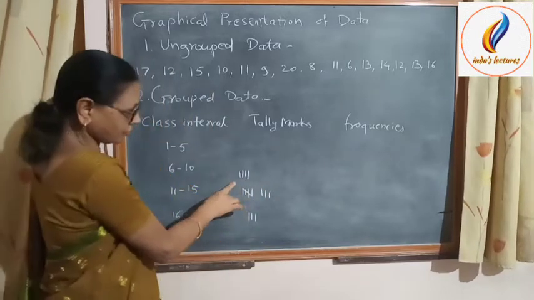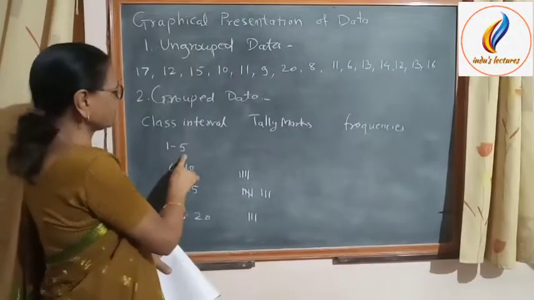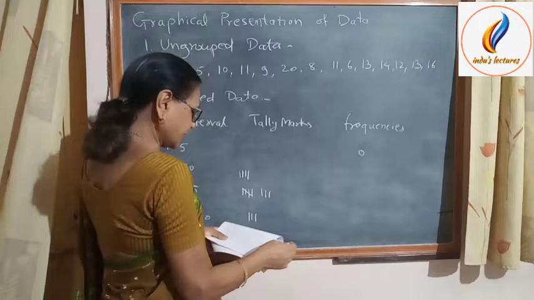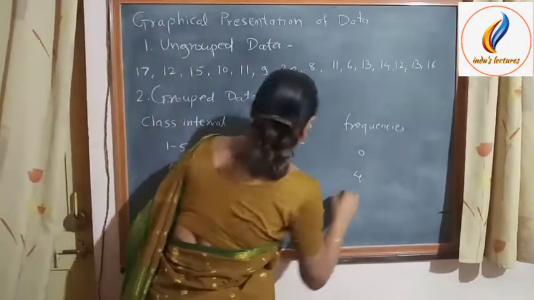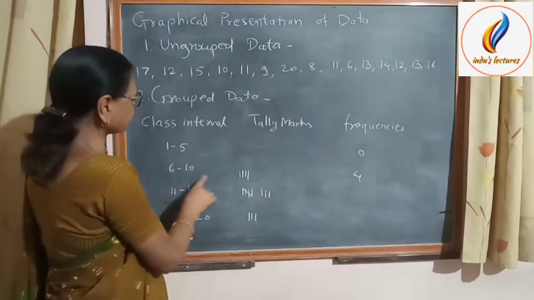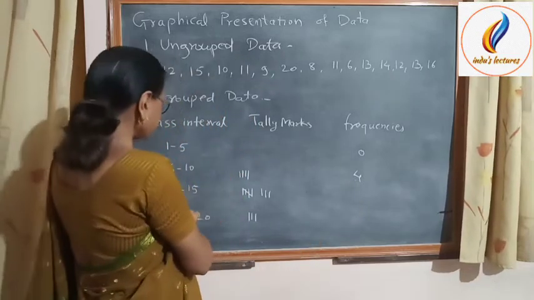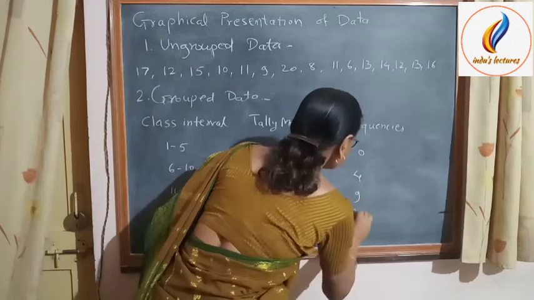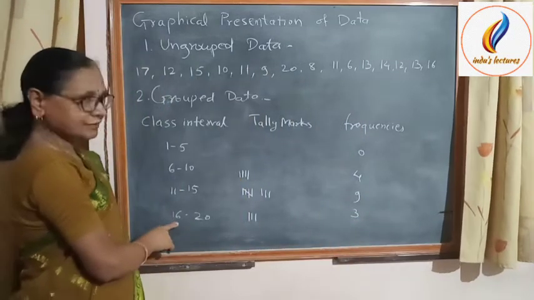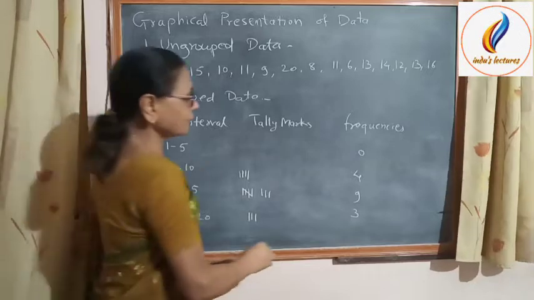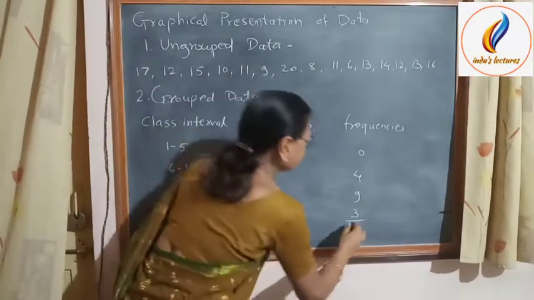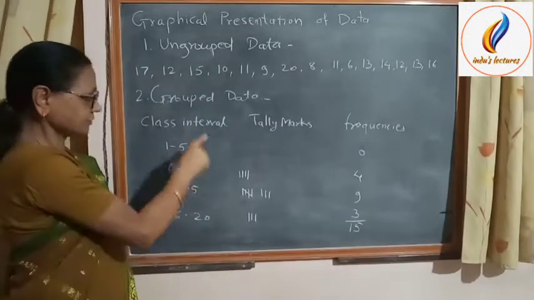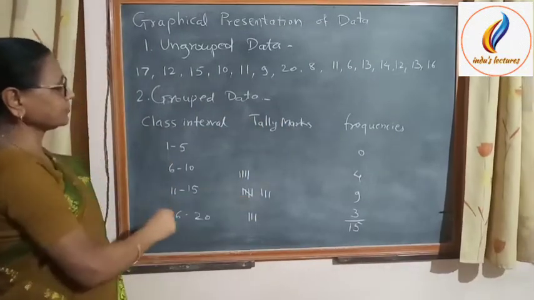Now we count all these tally marks. For class interval 1 to 5, there is no tally mark, that means the frequency of that class interval is 0. Then the frequency of class interval 6 to 10 is 4. The frequency of class interval 11 to 15 is 9. And the frequency of class interval 16 to 20 is 3. The total of the frequency is 15, the same as the number of raw scores. Such an arrangement of data is nothing but grouped data.